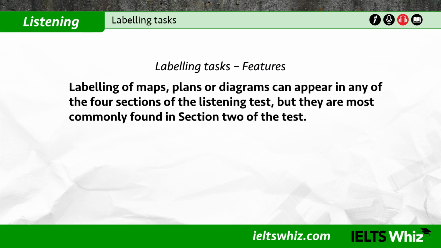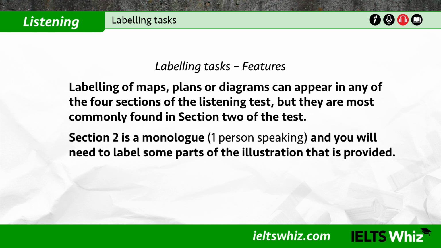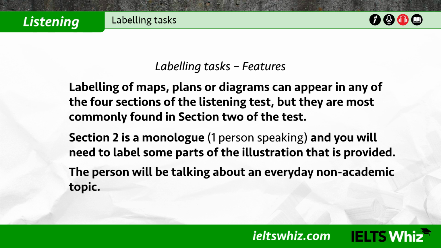Labelling of maps, plans, or diagrams can appear in any of the 4 sections of the listening test, but they are most commonly found in Section 2 of the test. Section 2 is a monologue where one person is speaking, and you will need to label some parts of the illustration that is provided. The person will be talking about an everyday, non-academic topic.